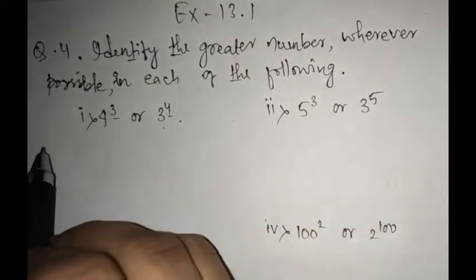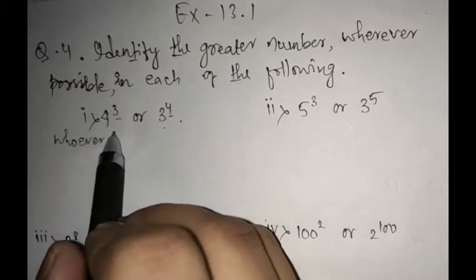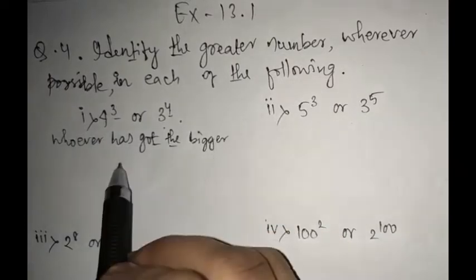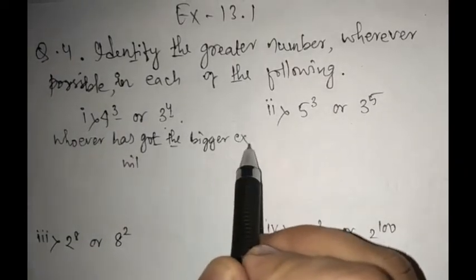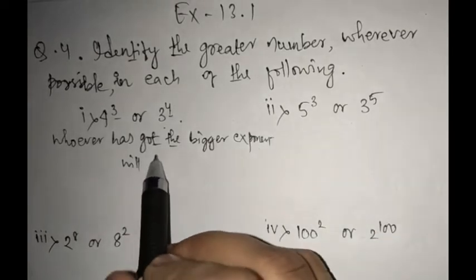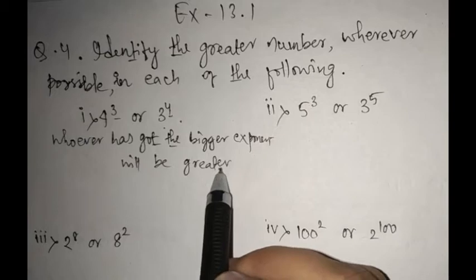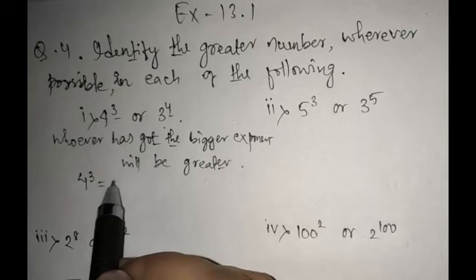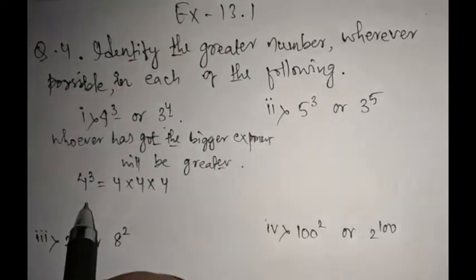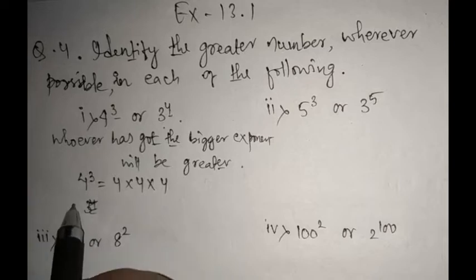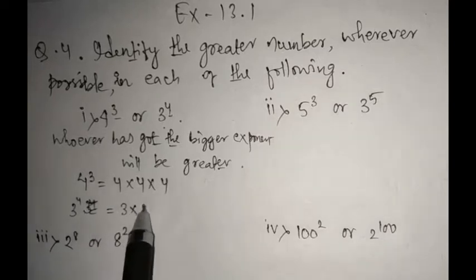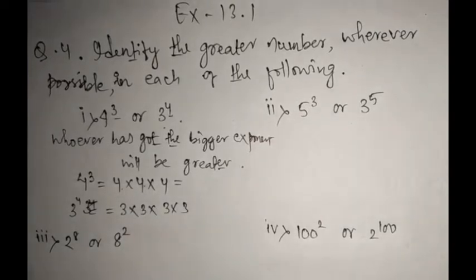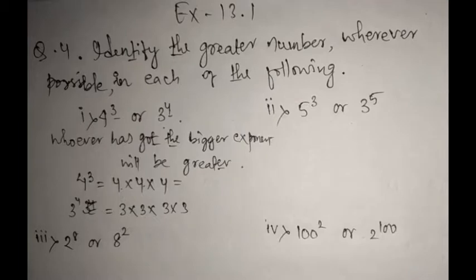Whoever has got the bigger exponent will be greater. But I'm not going to use this concept. I'm going to use another concept: 4 cube will be written in the form of 4 into 4 into 4, and 3 to the power 4 will be written in the form of 3 into 3 into 3 into 3. Now you will multiply this. 4 4s are 16, and 16 into 4 is 64, right?